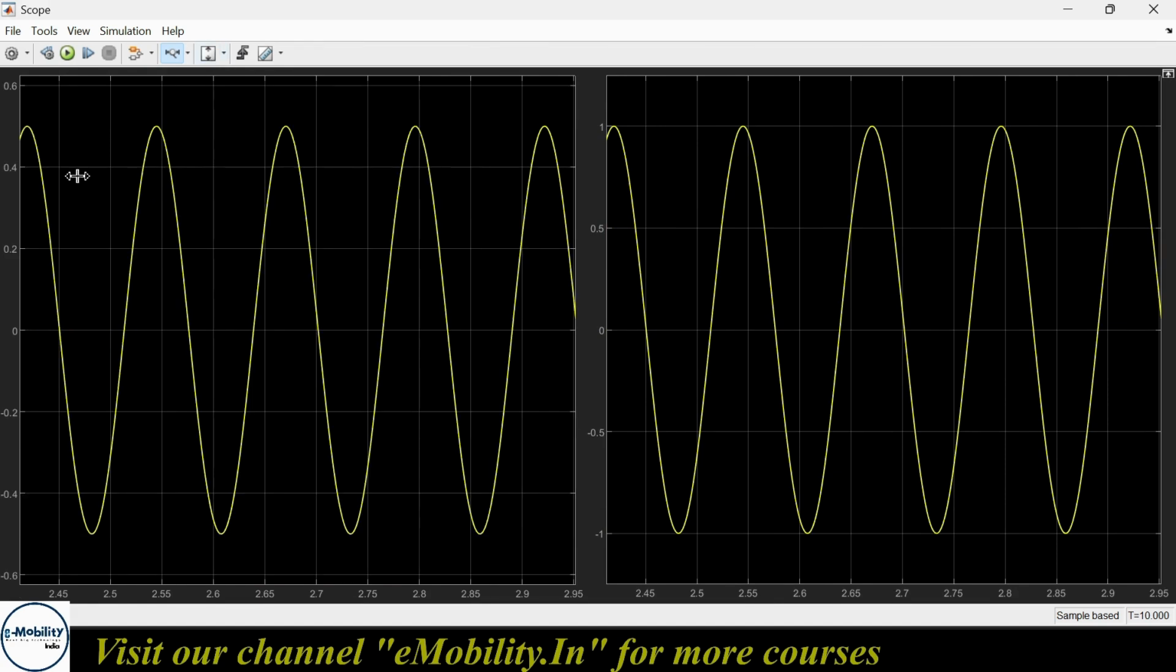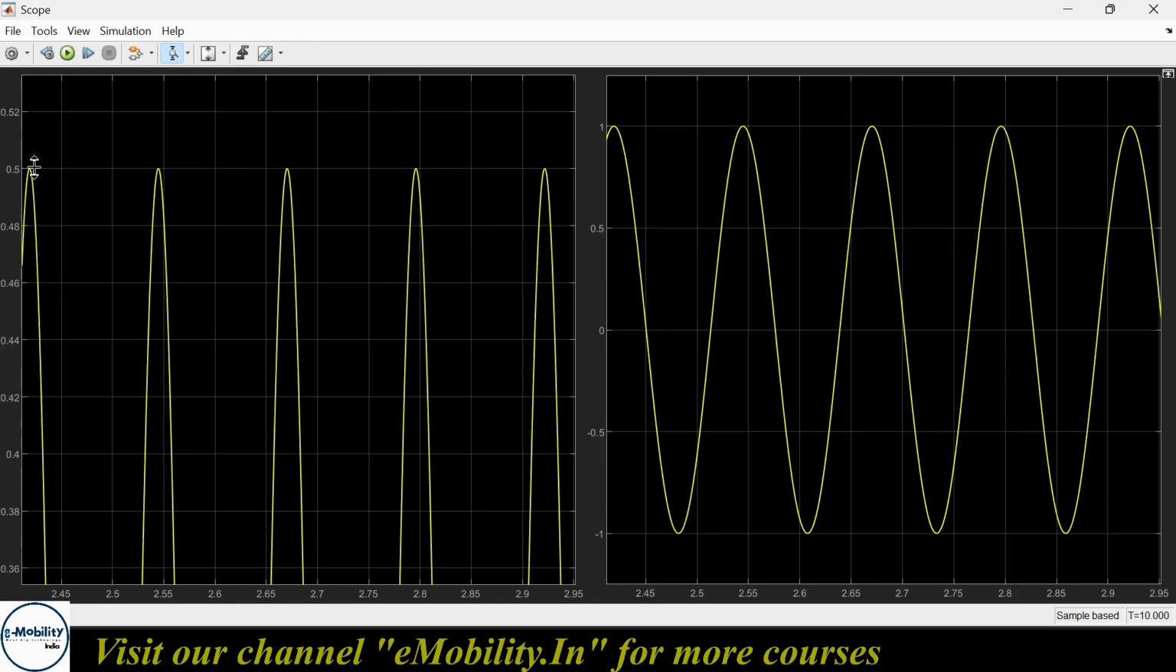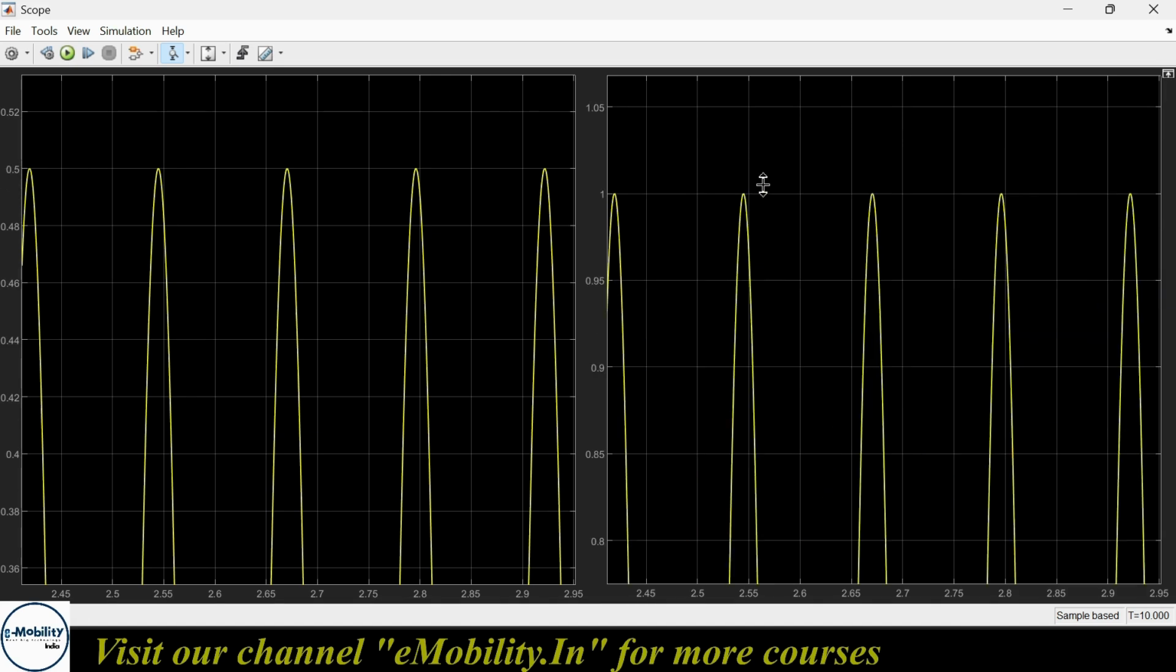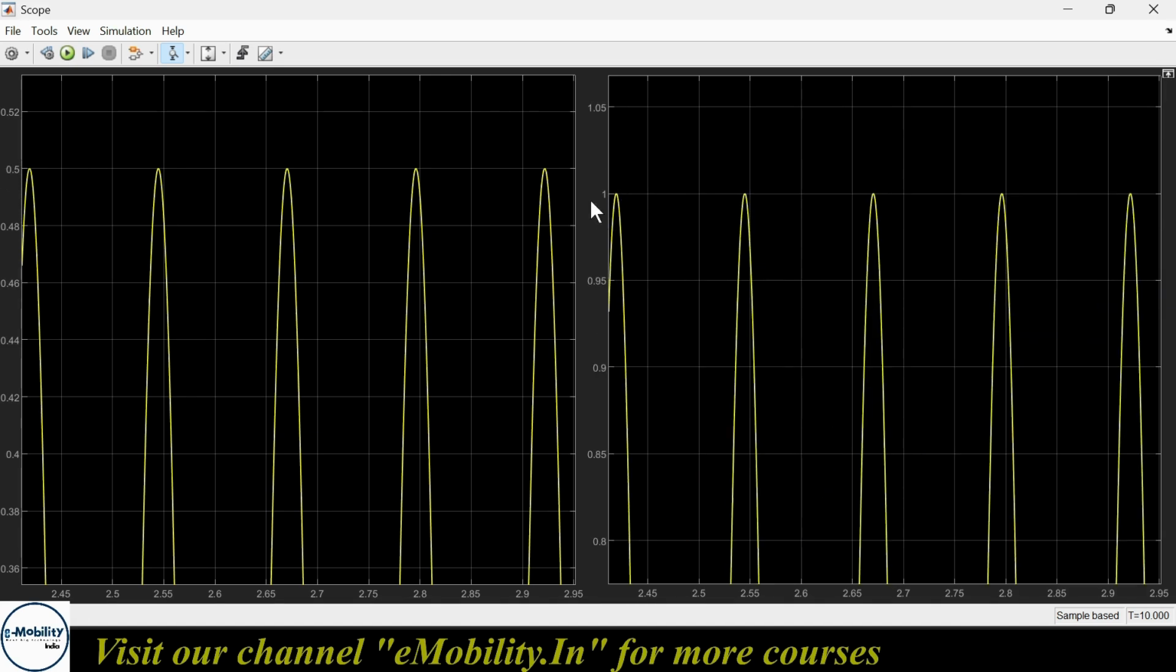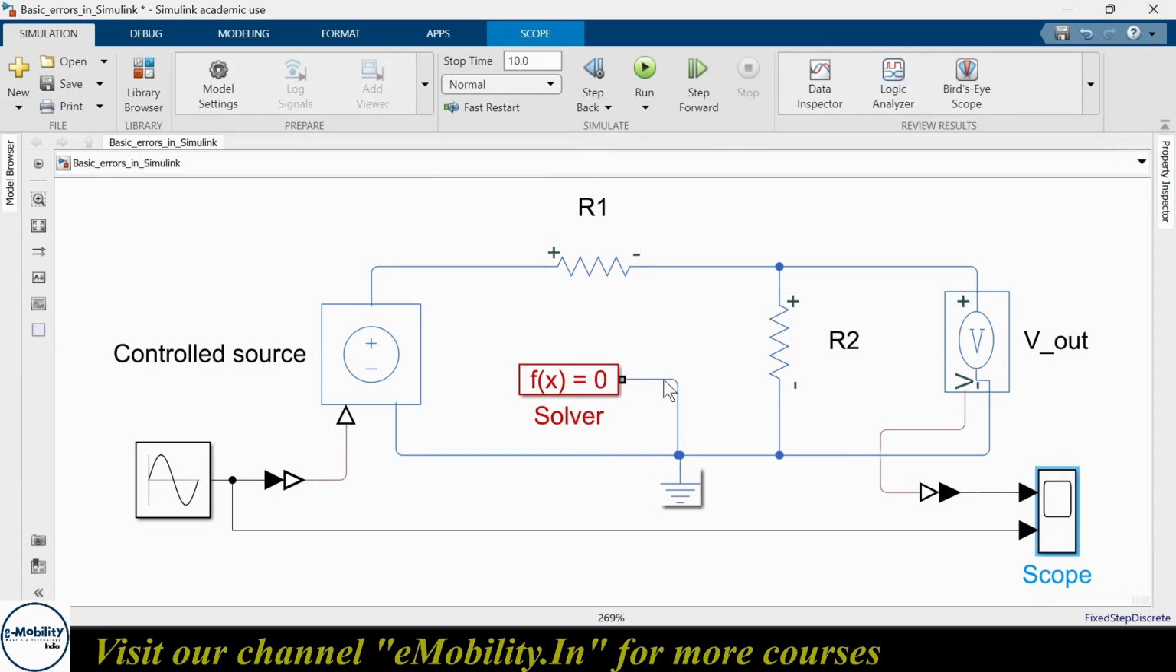Here the first one is the input, and here the maximum value of the sine wave is 1. So this is the 1 amplitude sine wave, and this is a 0.5 amplitude sine wave in the output. So this model is working.